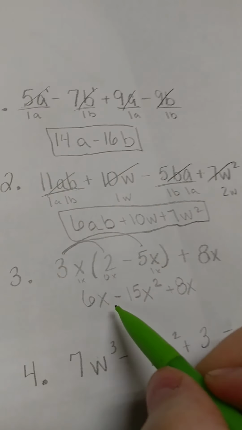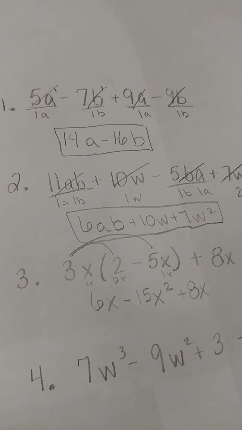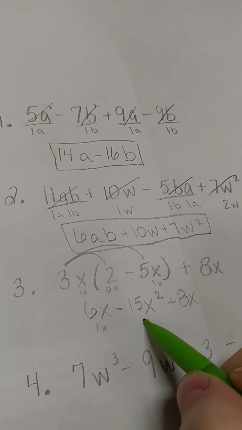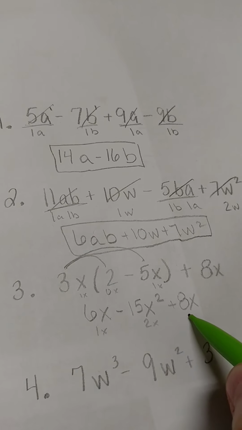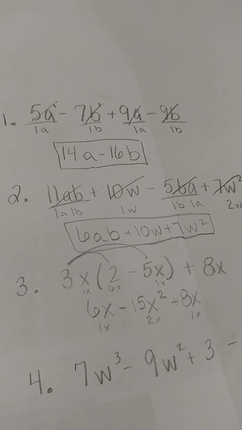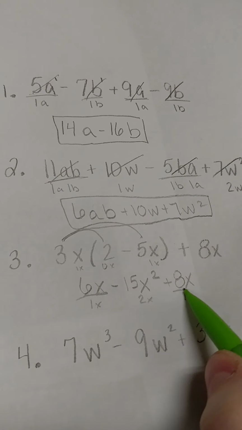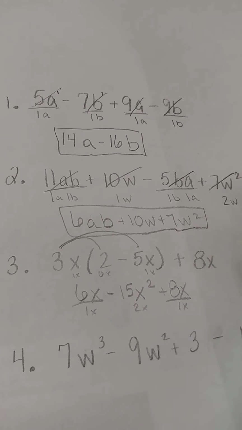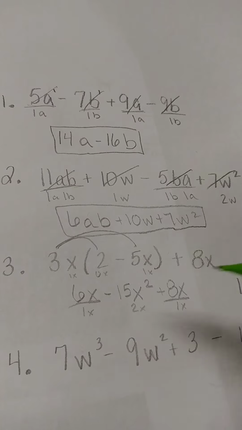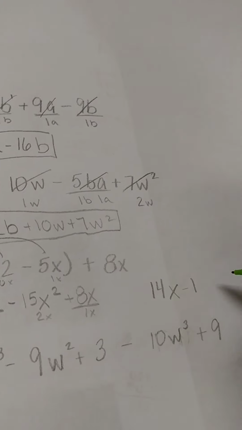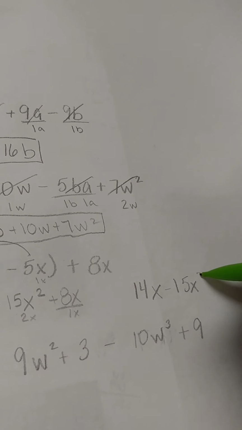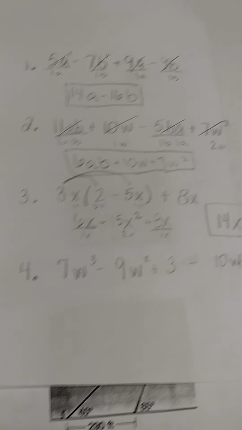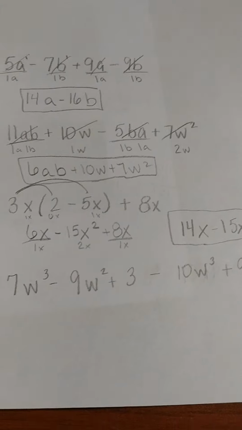Looking for like terms, because you're not done just because you distributed. That's step 1. That is not the answer. This has 1x. This has 2x's. This has 1x. We are only looking for like terms. That makes this one and this one like terms because of the number of x's. 6 plus 8 is 14, minus 15x squared because it matches nothing. If it doesn't match, you cannot combine it. That's your final answer.